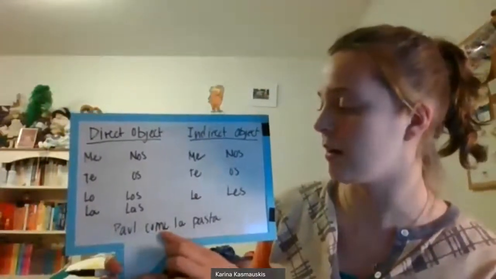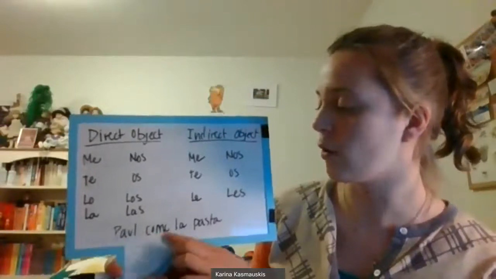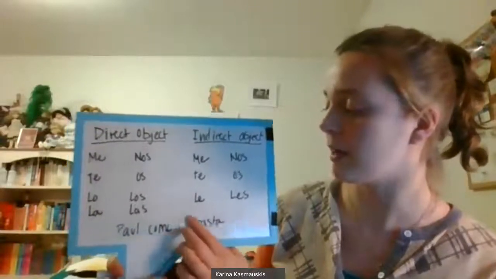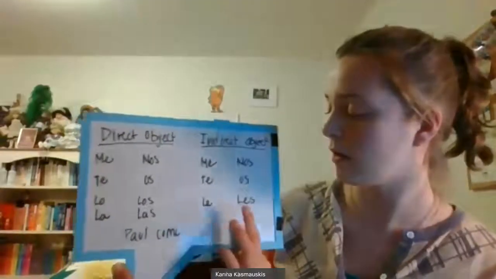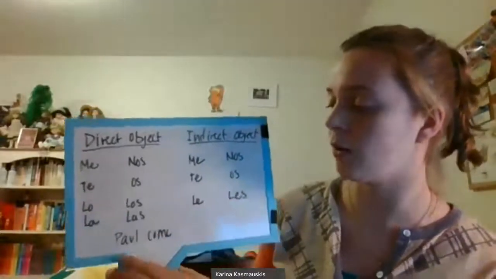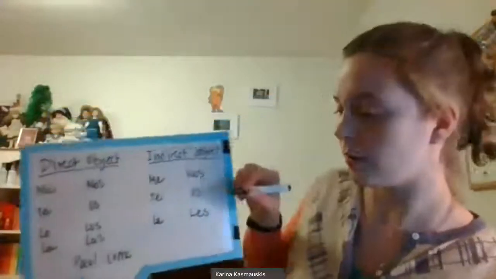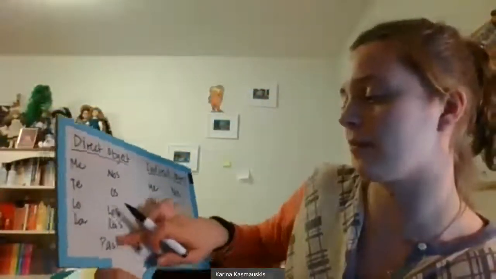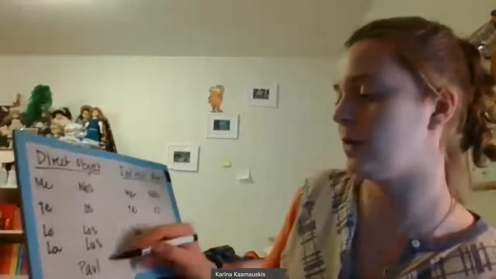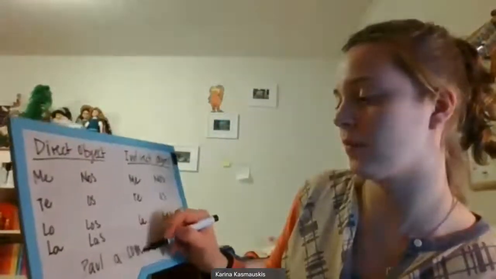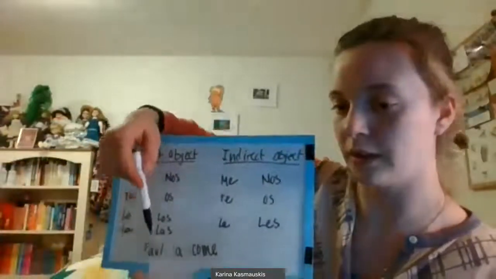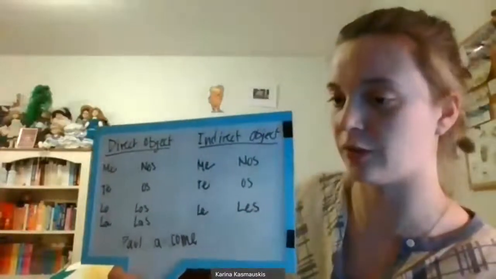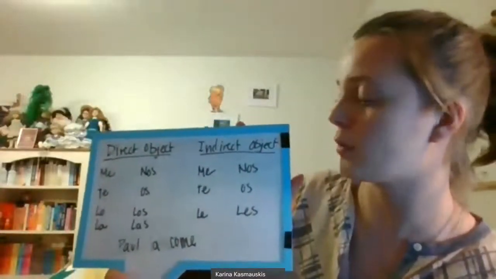So we could say le come la pasta. Or we could replace la pasta with la. So we would say Paul come la, or we could say Paul la come, which would be Paul eats it. That's usually the sentence structure if you're replacing the direct object.